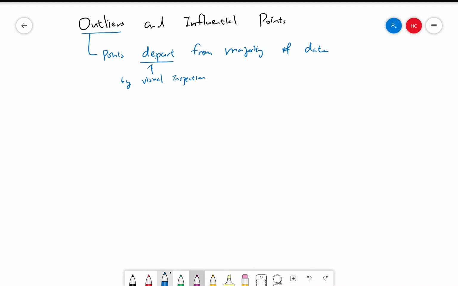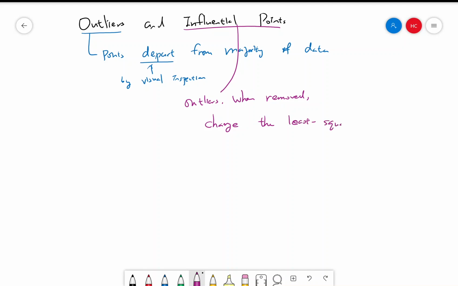And influential points are outliers that, when removed, change the least square line substantially.